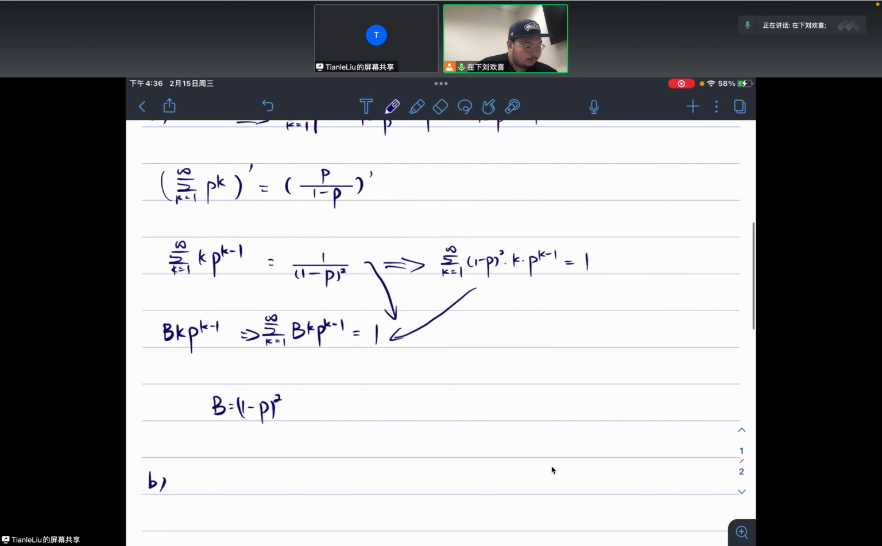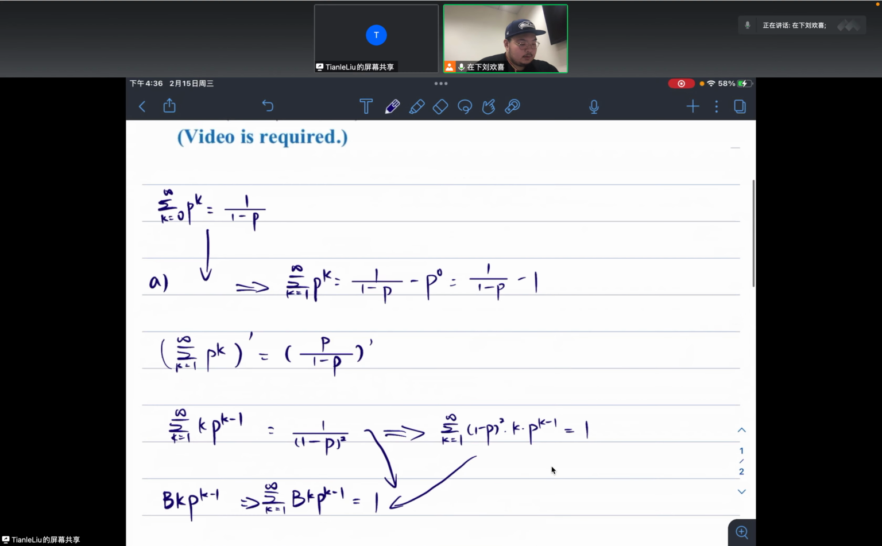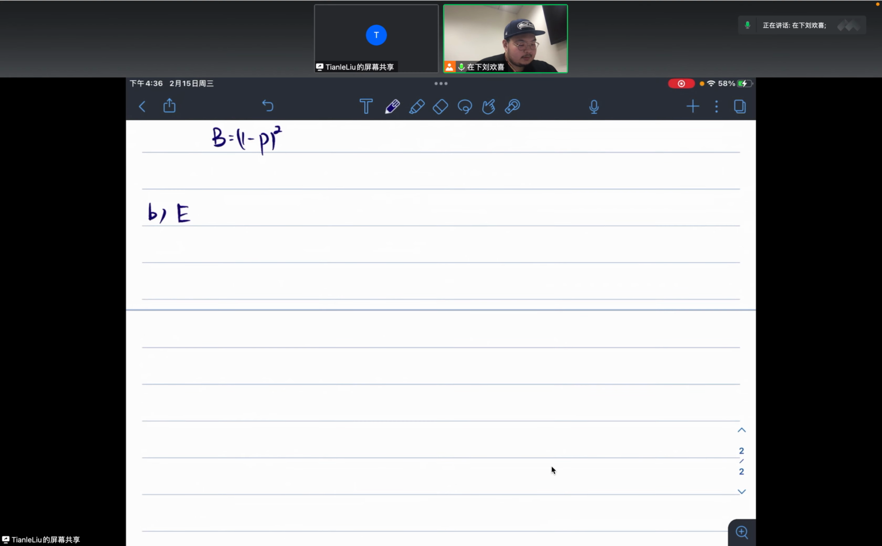And then we have part B. Part B is to find the expected value of X. What is the expected value of X? We can write it in formula, which is the sum for k equals 1 to infinity of k multiplied by the probability X equals k. That's the expected value of X.